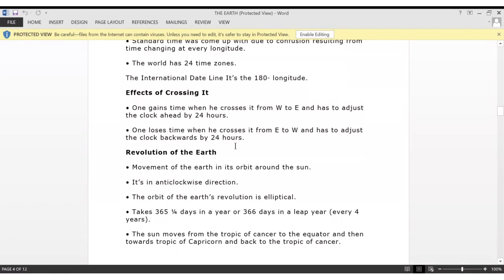So I want to talk about revolution of the earth, whereby it is the movement of the earth in its orbit around the sun. It moves in what we call anti-clockwise direction. The orbit of the earth's revolution is elliptical. And remember that the earth moves 365 and a quarter days, whereby it moves 366 days when we have what we call a leap year. So the sun moves from the tropic of Cancer to the equator, and then towards the tropic of Capricorn and back to the tropic of Cancer.